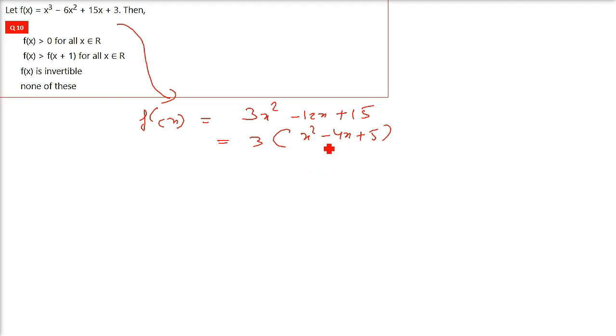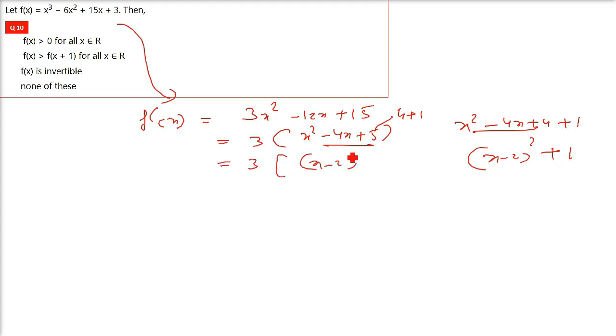Now let us make it a perfect square, because if we can make it a perfect square, we can show it is increasing. So x square minus 4x, I am writing 5 as 4 plus 1. This first part, x square minus 4x plus 4, is nothing but (x minus 2) whole square, plus 1. So you can write it as 3 into (x minus 2) whole square plus 1.